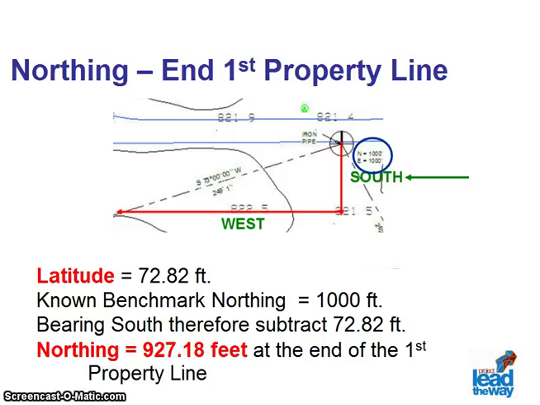We have computed the latitude to be 72 and 82/100ths feet. Remember that the latitude is the length in the y direction, north and south. The benchmark's northing, the iron pipe, is 1,000 feet. The bearing states south. Therefore, we will subtract the 72 and 82/100ths feet from the known northing. This means that the northing at the end of the first property line is 927 and 18/100ths feet.